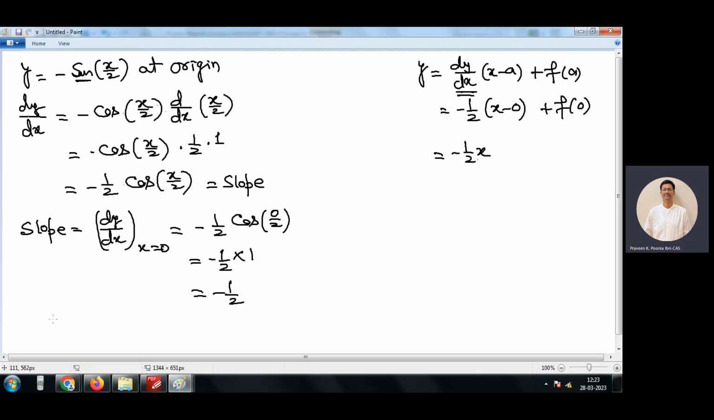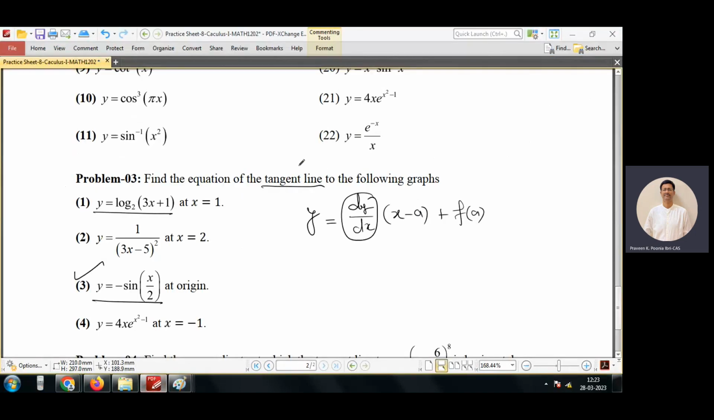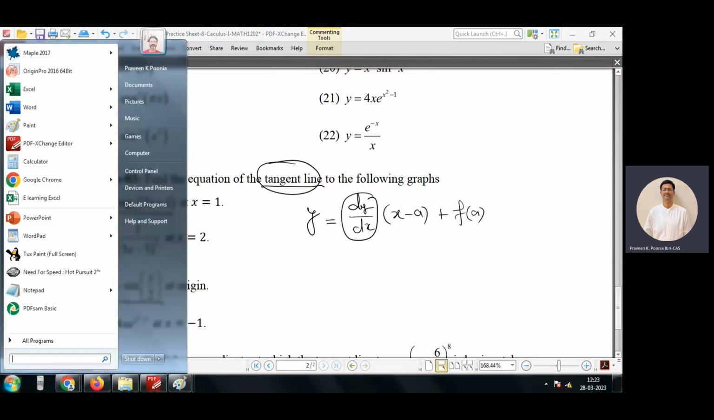And what is the value of y? y is f(x), which is minus sine x by 2. Clear? Put x = 0. If you put x = 0, sine 0 is 0. So what is the equation? The equation is y = minus 1 by 2x. This is the equation of the tangent line that they are asking for in this question. Clear? So you can calculate it like this.